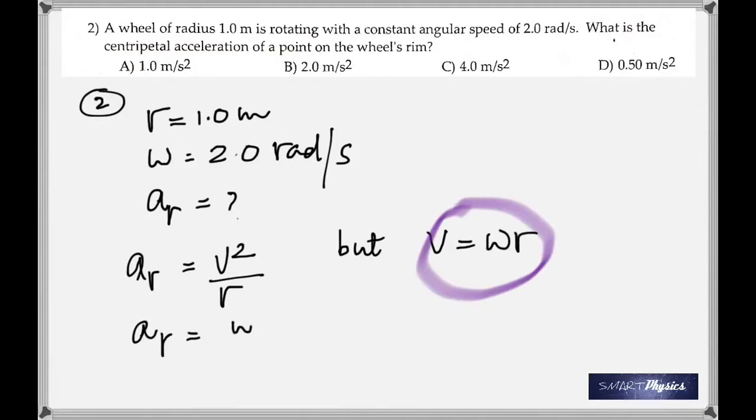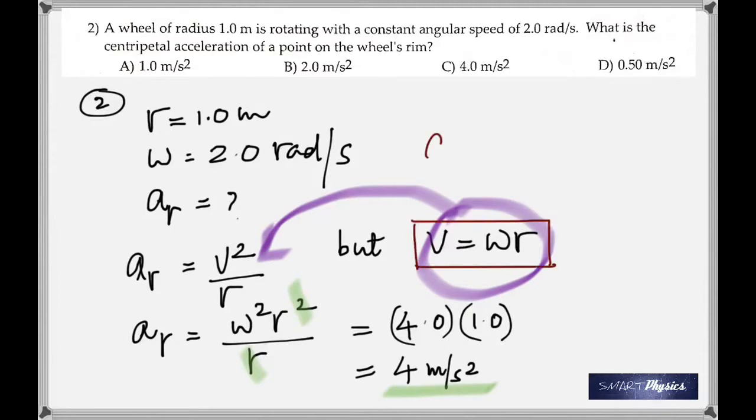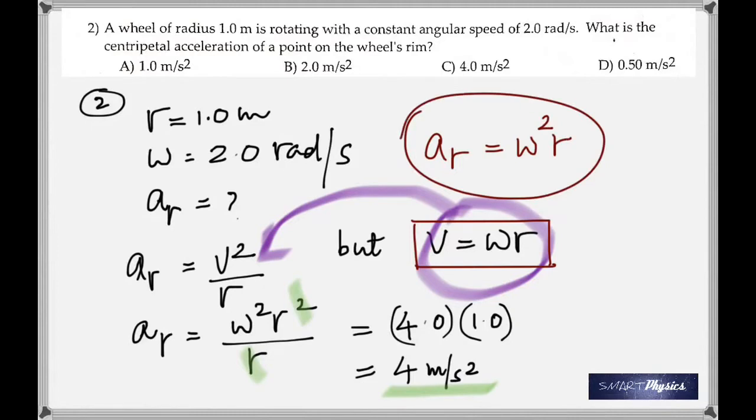So on substitution, the r squared and the r get cancelled and you get omega squared r. So omega squared is 4, the radius is 1, and you get 4 meter per second squared. So it's important to remember that radial or centripetal acceleration is given by omega squared times r.